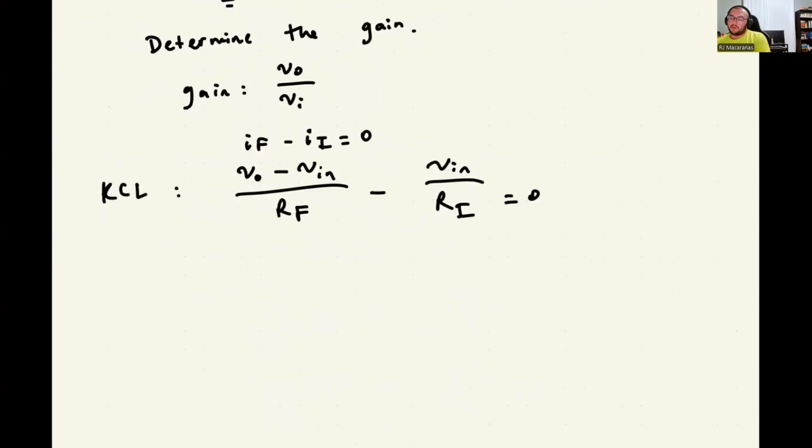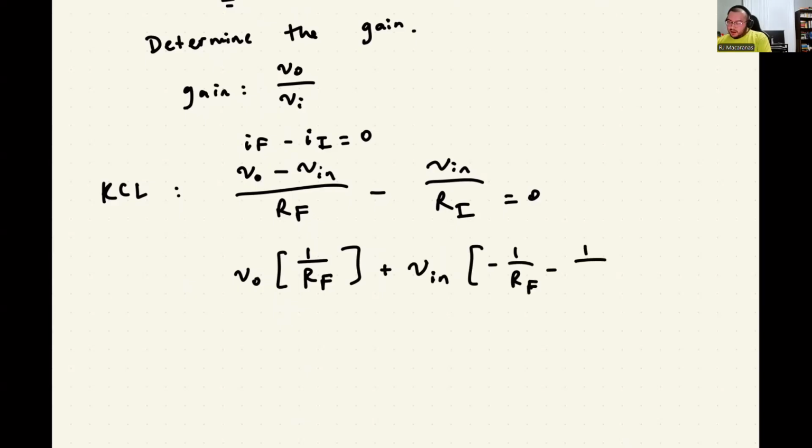And again, our goal is to figure out the gain. So what we'll want to do is probably separate out these two voltages. So from this first expression, I have a 1 over RF term for my V out, and then I've got a minus 1 over RF for my V in, and then I've got a minus 1 over RI contribution to my Vn there. And so that'll be equal to 0.